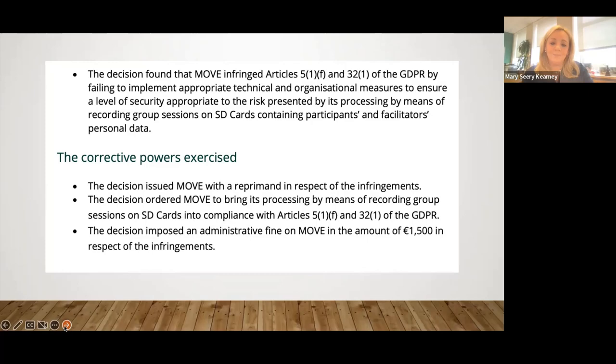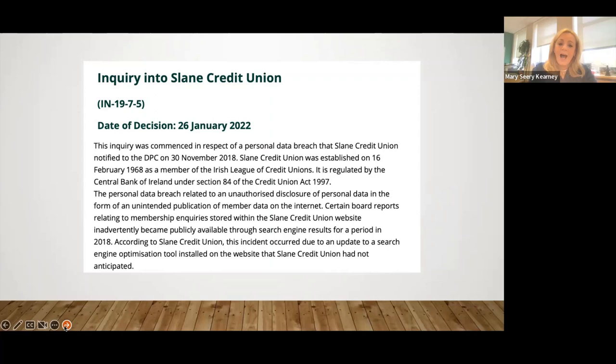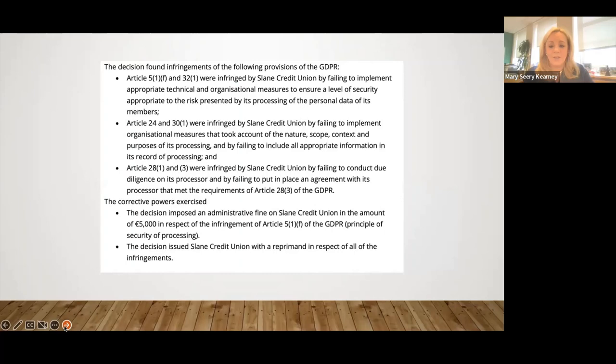Slane Credit Union also were prosecuted last year, and that was with regard to how they stored inquiries on their website, and they were found in breach. So let's look at their corrective action. Their corrective action was that they were fined 5,000 euros and reprimanded for the infringements for not having processes in place. And because it's financial, the first one there, it was a breach of Article 5 and 32, that they didn't have appropriate technical and organizational measures. So they weren't securing their data properly.